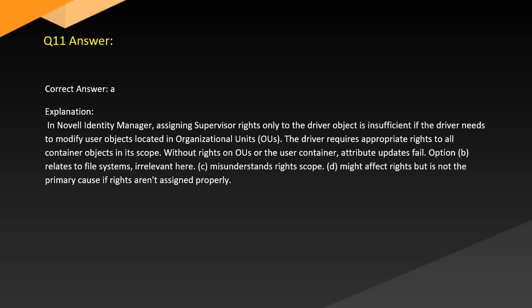Answer. Correct answer: A. Explanation. In Novell Identity Manager, assigning supervisor rights only to the driver object is insufficient if the driver needs to modify user objects located in organizational units, OUs. The driver requires appropriate rights to all container objects in its scope. Without rights on the OUs or the user container, attribute updates fail. Option B relates to file systems, irrelevant here. C misunderstands rights scope. D might affect rights, but is not the primary cause if rights aren't assigned properly.